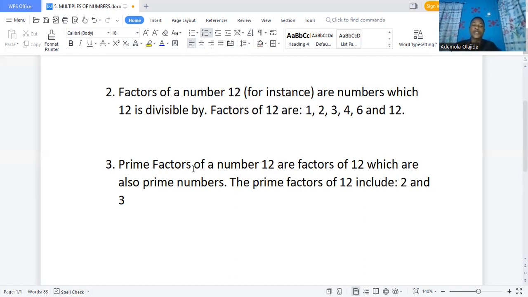So prime factors of 12 are factors of 12 which are also prime numbers. The prime factors of 12 include 2 and 3. You know, 4 is also a factor of 12, but 4 is not a prime number. Therefore, we cannot see it as a prime factor.